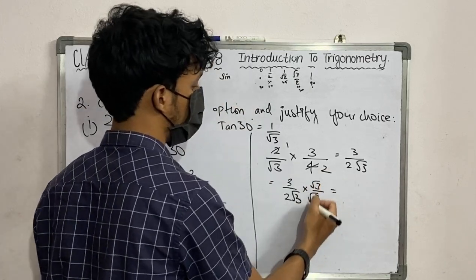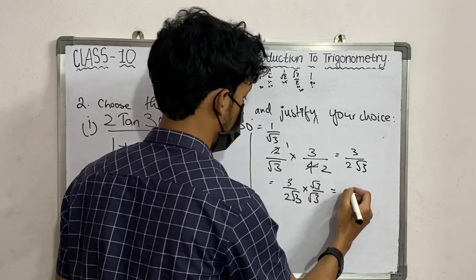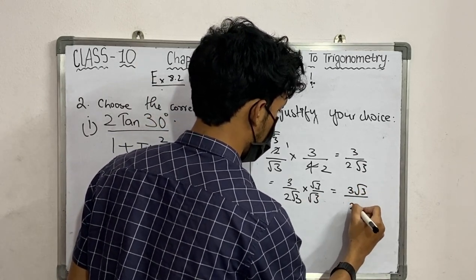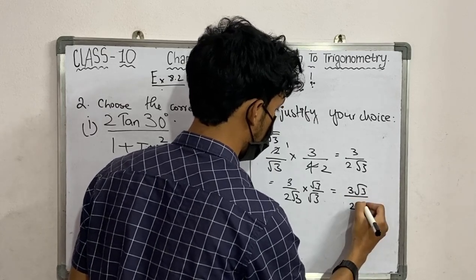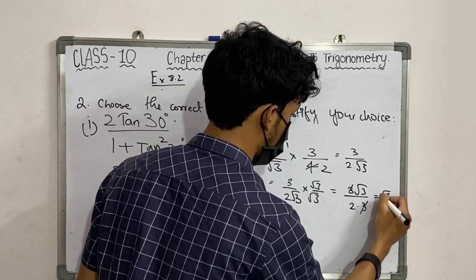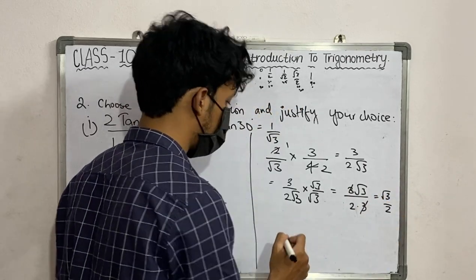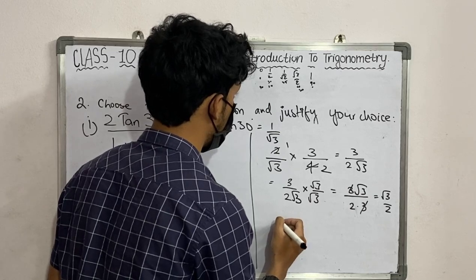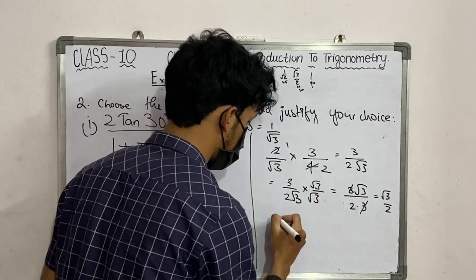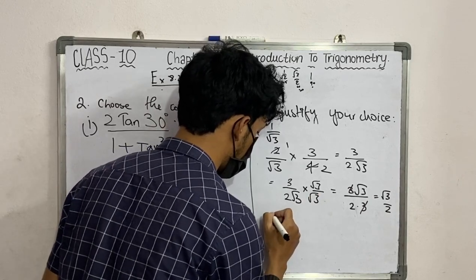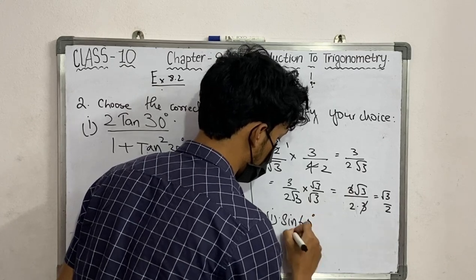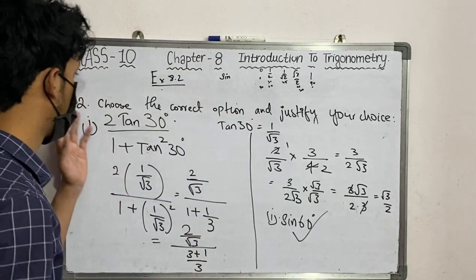If I divide both, I will get the same 2 root 3. Now 3 root 3 divided by root 3 into root 3 gets 3. So this 3 and this 3 get cancelled, and we get root 3 by 2. In the options, sorry, cos 60 and sine 60 are given. So the correct option is sine 60. So this is the first bit of the second question.